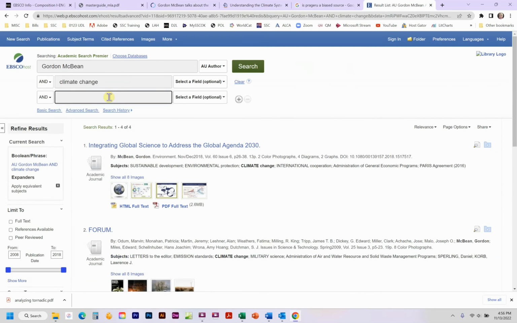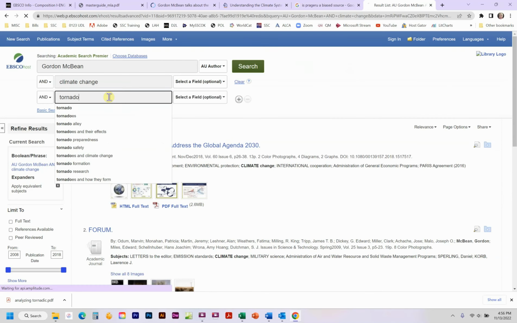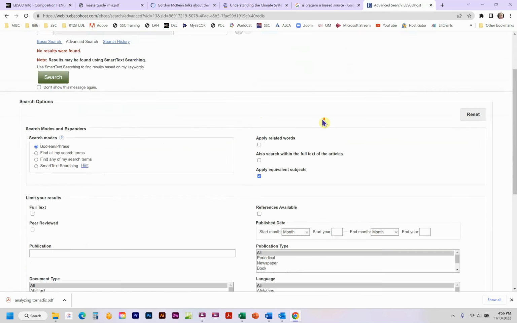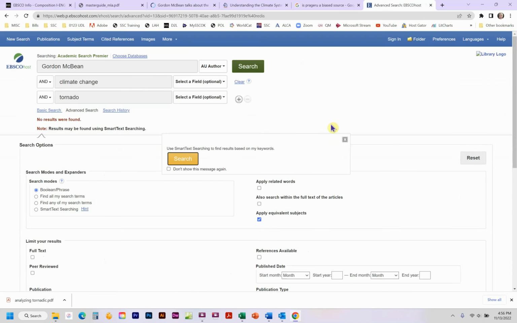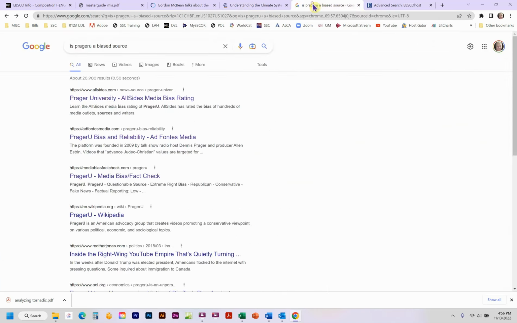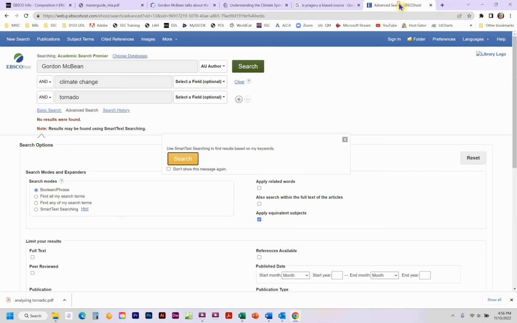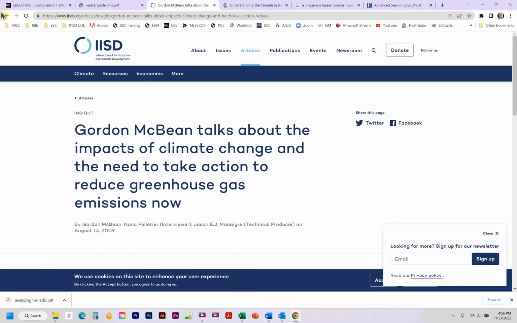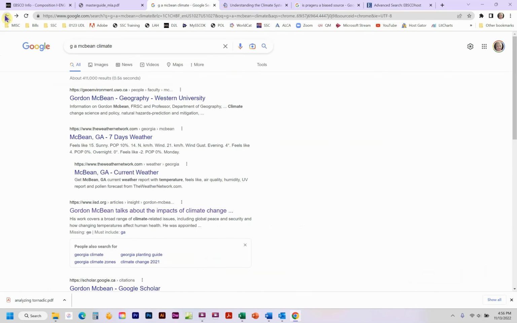Now, will they mention tornadoes? I don't know. Let's look. Okay, no, nothing specifically about tornadoes and climate change. But again, he might say something about climate change that might be generally helpful in my research that I could then apply to that, right? So again, this is another way that you can use Google by using that Scholar or the books.